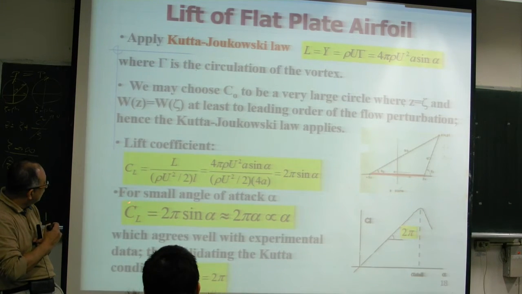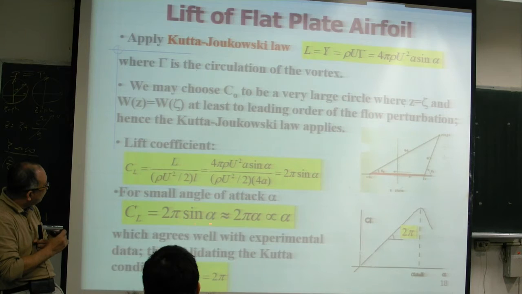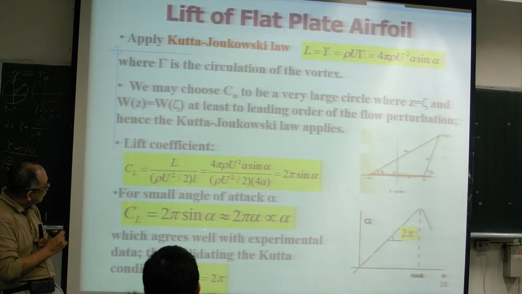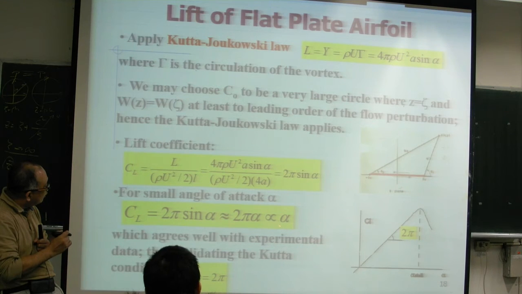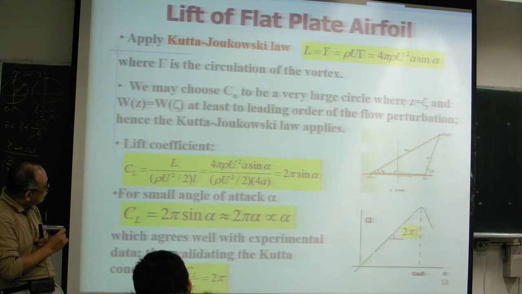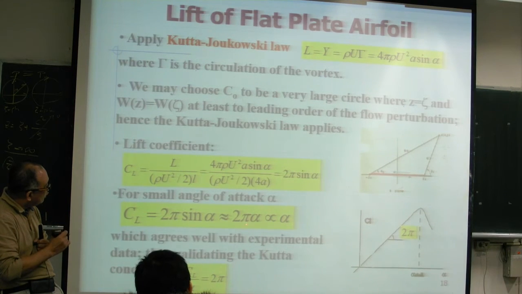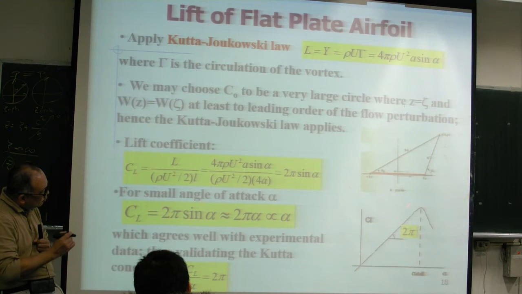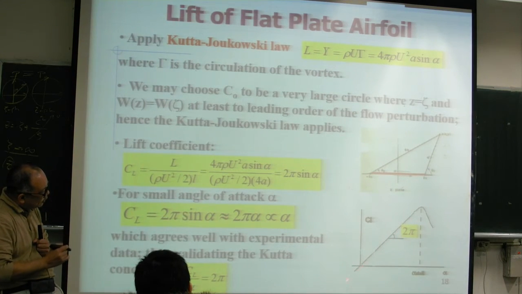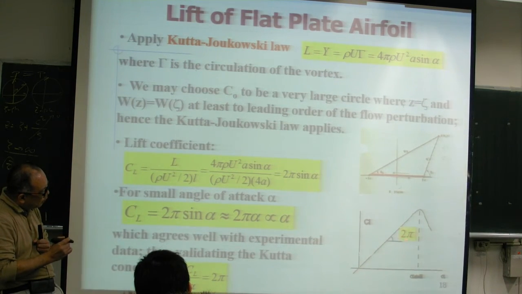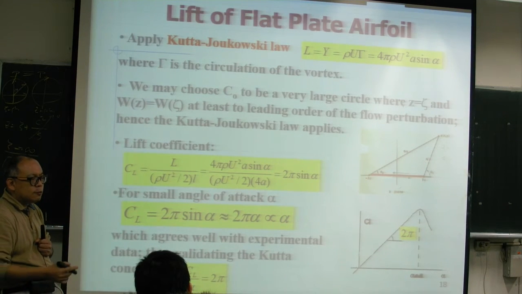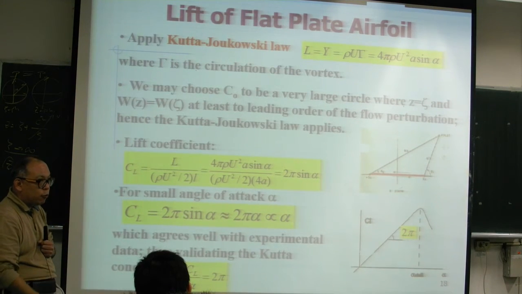Because the CL is equal to 2 pi sine alpha, okay? And as for the sine alpha, when alpha is very small, sine alpha is almost equal to alpha. So it is very close to 2 pi alpha for a small angle of attack. So CL equals 2 pi alpha, and that means the slope here is equal to 2 pi, okay? And this is very close to reality.